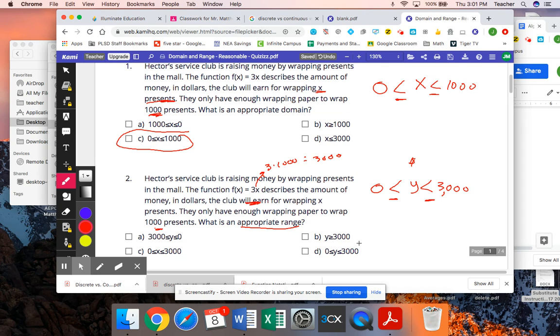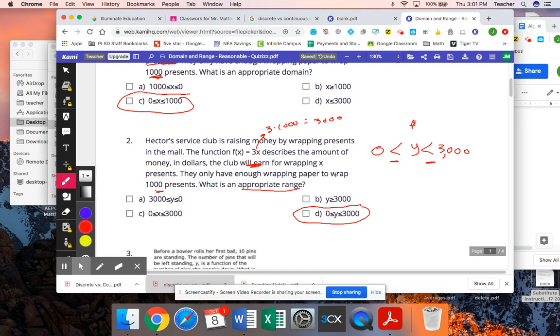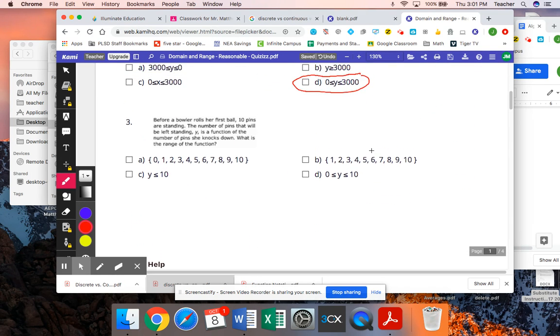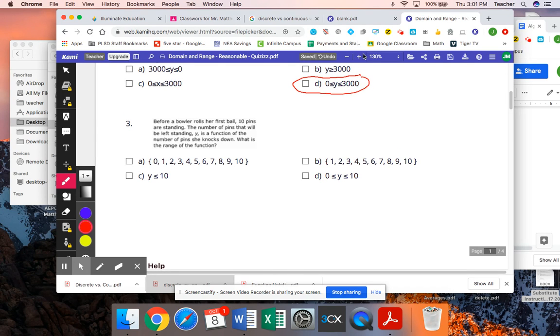So let me look for that. Looks like this is the one right here. All right, those are 2 examples of it. I'm probably going to run out of time here. Let's see if we can make that bigger so you can see that. That's a good one.